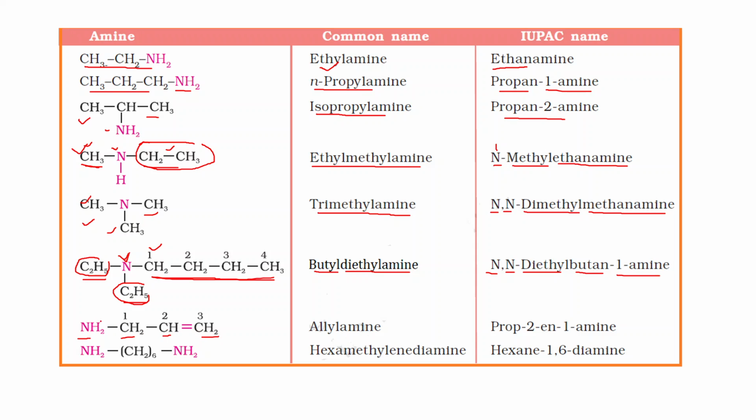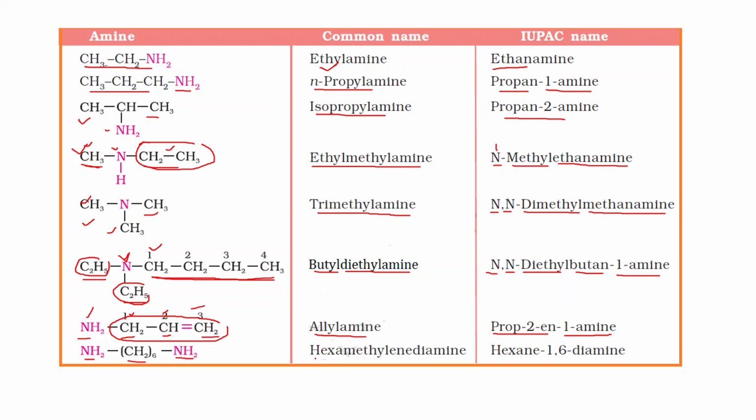Now this carbon to which NH2 is attached is given the preference. That's why this is 1, 2 and 3. And this group is known as allyl group. That's why in common name this is allyl amine. But in IUPAC name this is prop-2-en-1-amine. Okay.